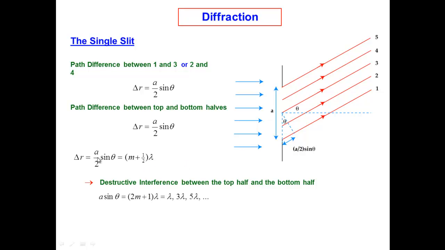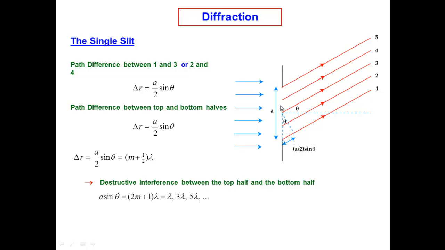Therefore, if I just multiply both sides of this equation by 2, I get a sine theta is 2m plus 1 times lambda. So if m is 0, that gives us lambda. If m is 1, we get 3 lambda. If m is 2, it gives us 5 lambda, and so on. It gives us all the odd integer multiples of the wavelength. But, see, we don't just have to divide the slit in halves.